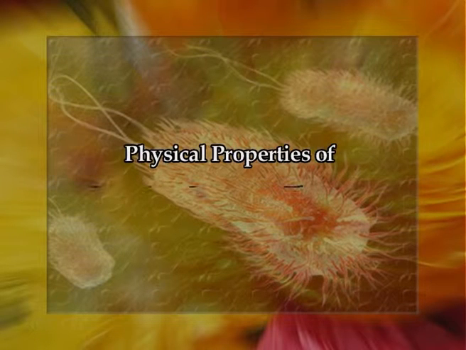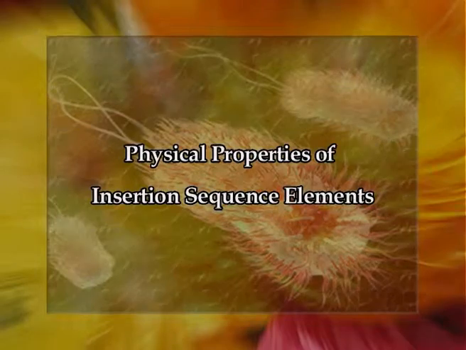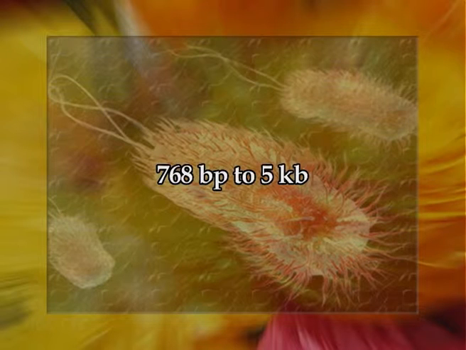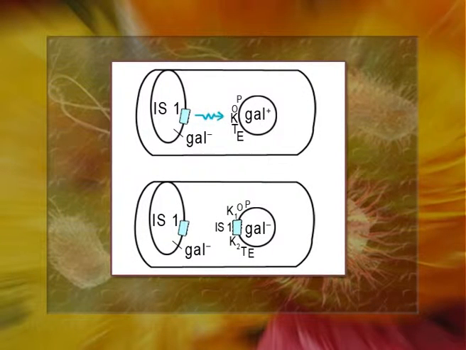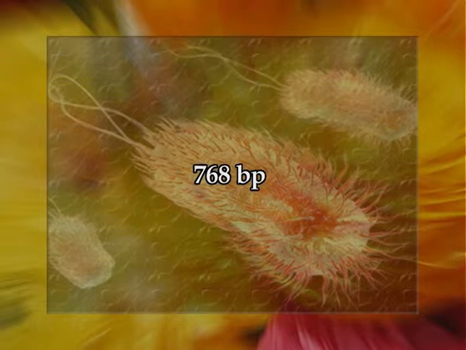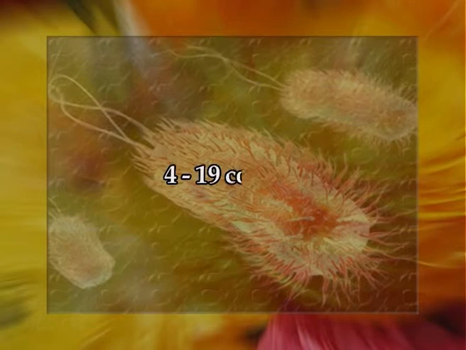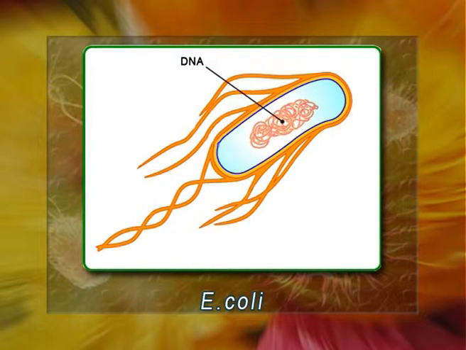Physical properties of insertion sequence elements. They range in size from 768 base pair to 5 kilobases. IS1, first identified in E. coli's galactose operon, is 768 base pair long and is present with 4 to 19 copies in the E. coli chromosome.